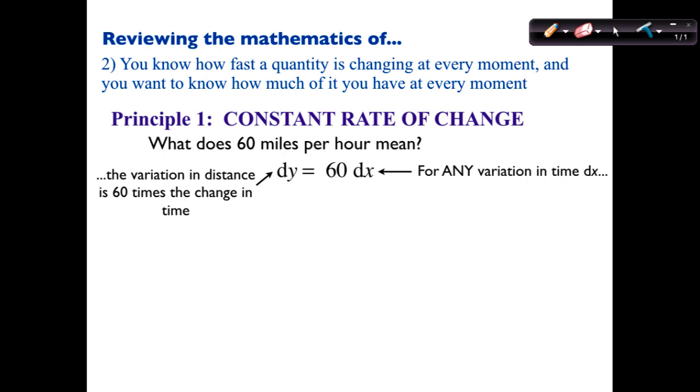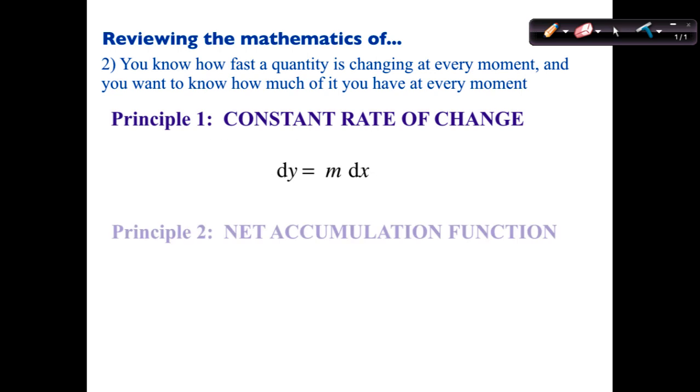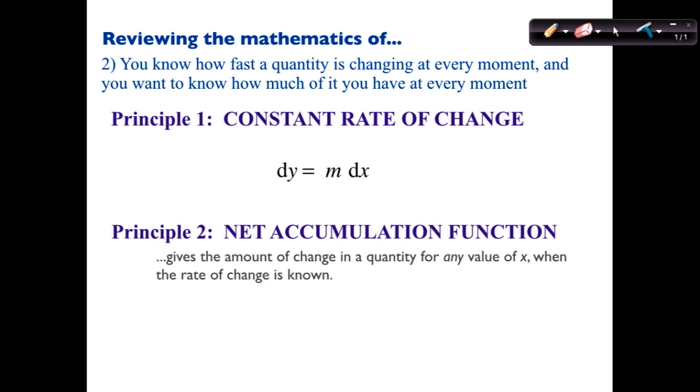I'll keep asking you all semester. We'll get a rate, and I'll say, what's the meaning of that rate? For any change in the independent, multiply that rate by it, and you get the change in the dependent. Okay, the next one was a net accumulation function. This tracks the amount of change for any value of x given a rate of change, right? So you have to have the rate of change. The net accumulation function tracks how much change you have at that rate.